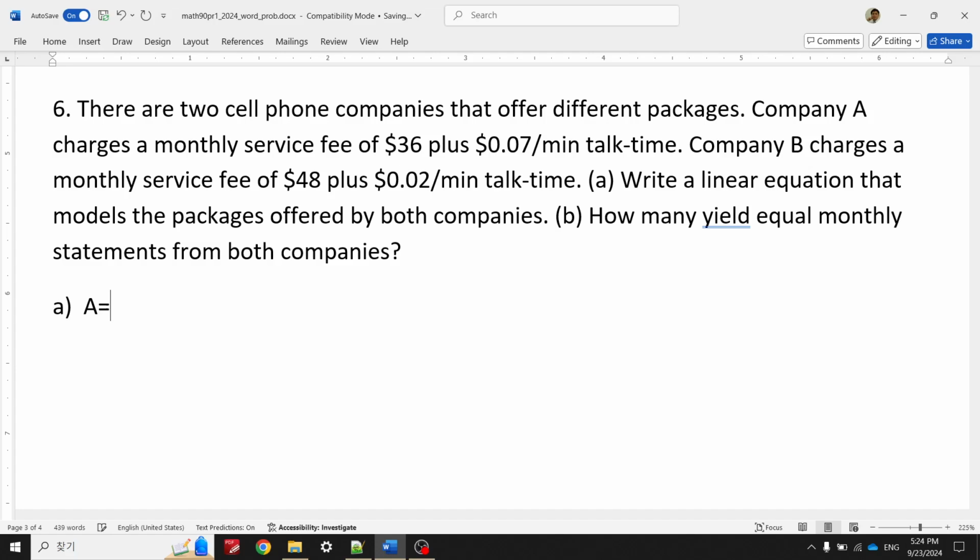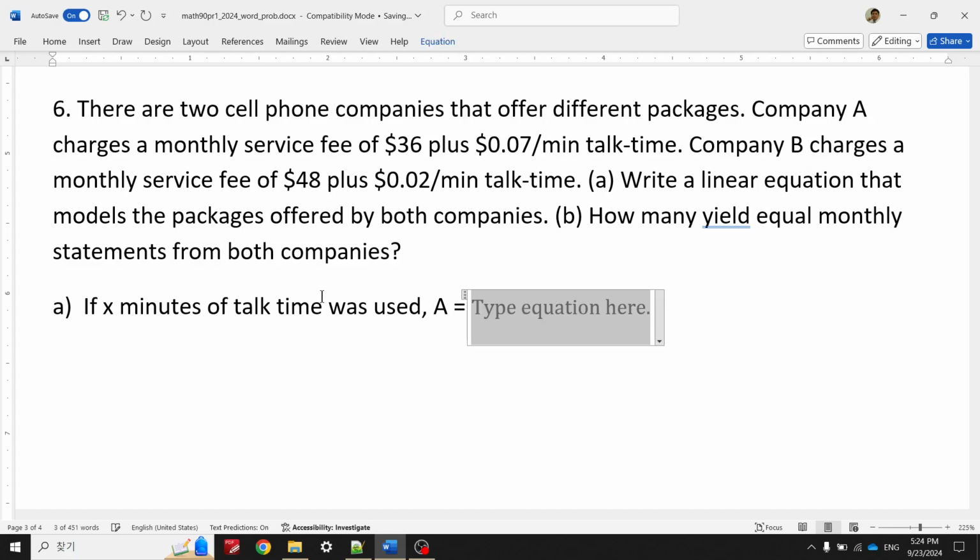Okay, company A, how much do they charge? If we say x minutes of talk time was used, A would be what? What would be the price of A? 36 plus 0.07x. Okay? And then what about company B? It'll be 48 plus 0.02x. x is the talk time. Okay?